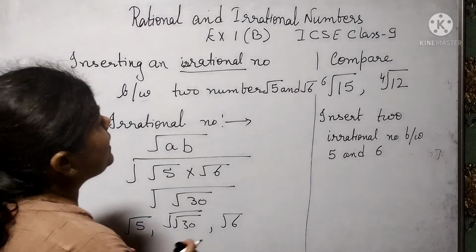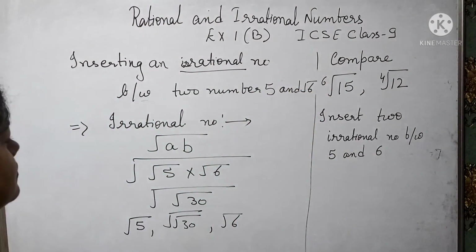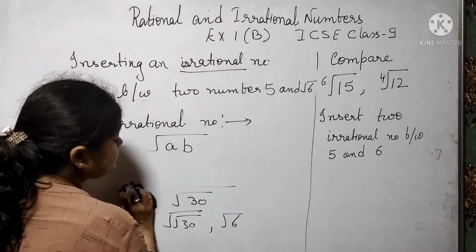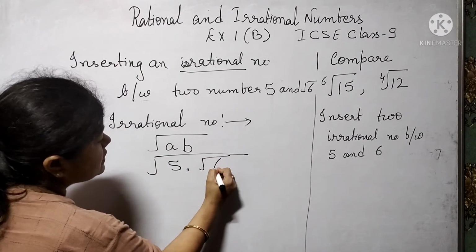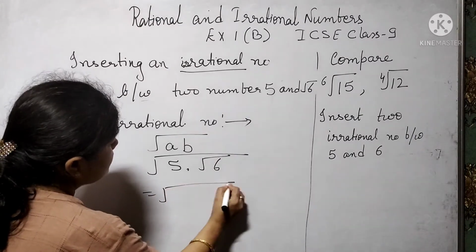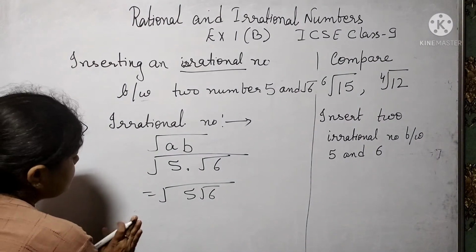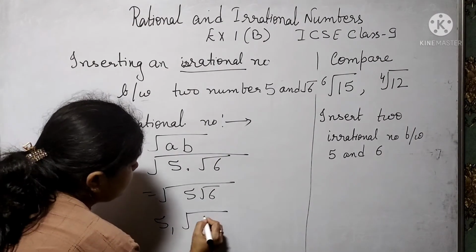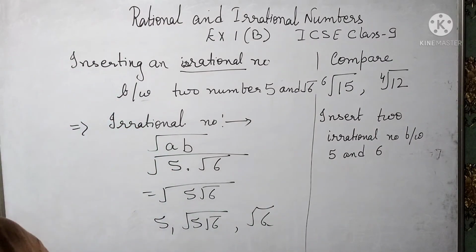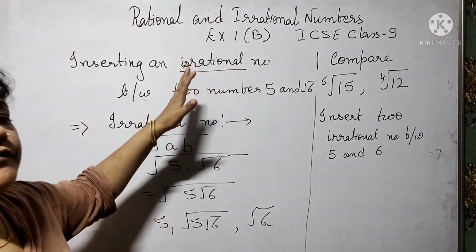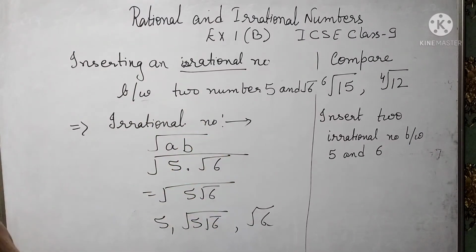Now there's one more format. If it is given 5 and under root 6, then what will you do? You do in this way, under root 5 into under root 6. Then what is the answer? Under root 5 under root 6. So now the number is 5, under root 5 under root 6, under root 6. So in this way, there's difference in the formula of inserting a rational number and an irrational number.